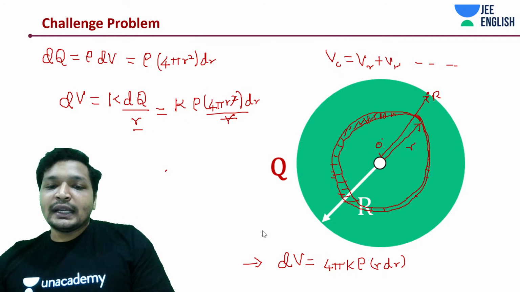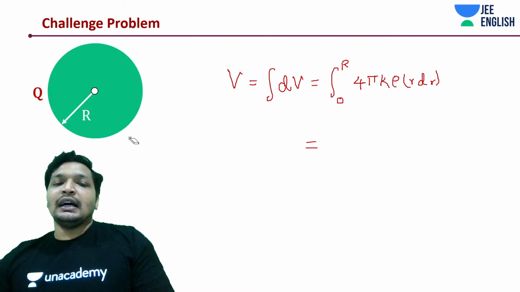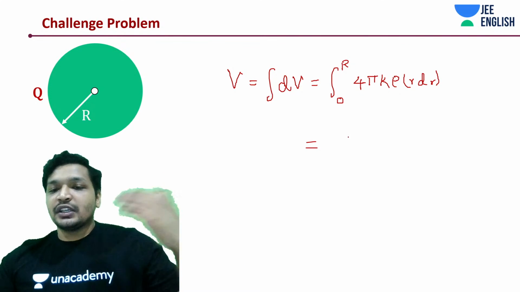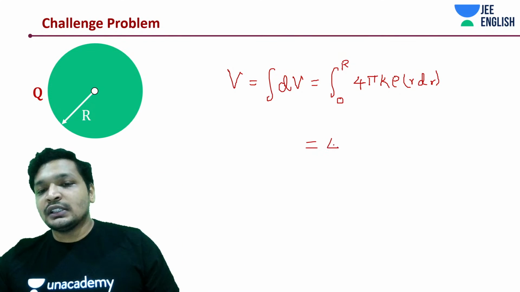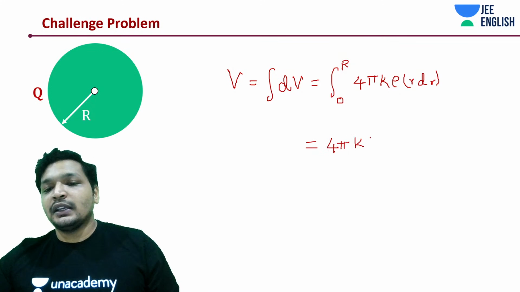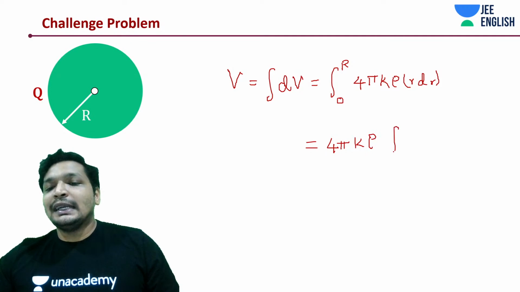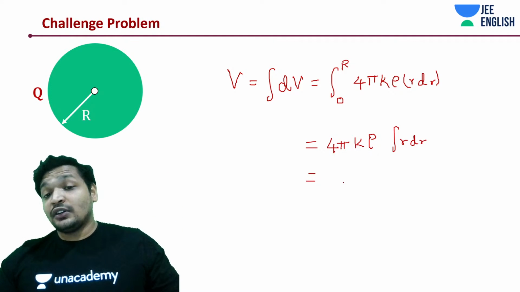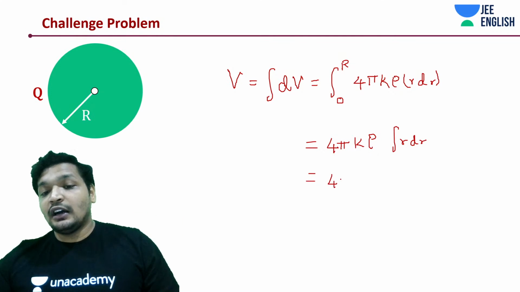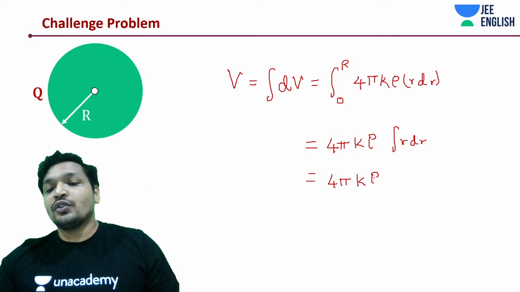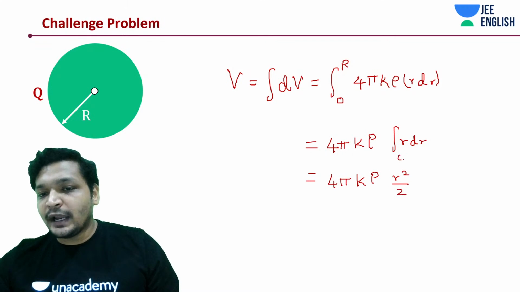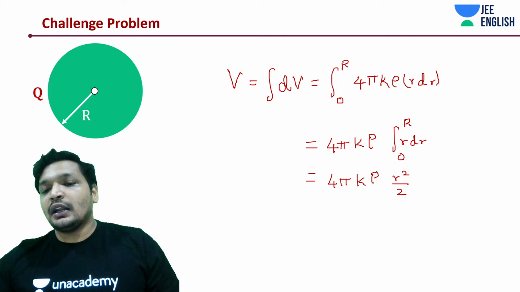Okay, all right, that being said, each is like a shell with a radius r, spanning from 0 to r. So take these constant terms out, 4 pi k into rho, and integrate r dr. You'll get something like 4 pi k into rho into r square by 2, spanning from 0 to r.